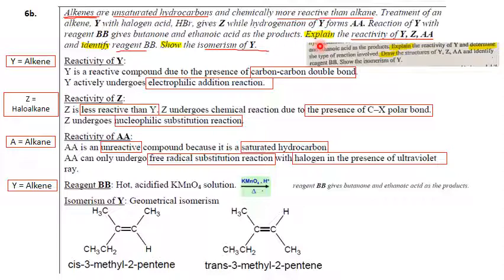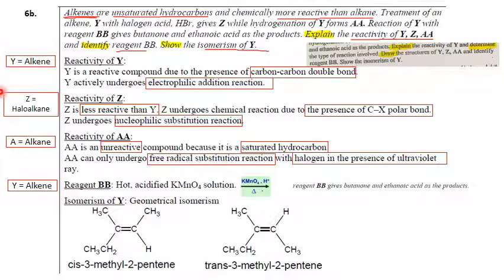Okay, now we need to explain the reactivity of Y. There is some difference over here, so typing error, so we look at here, this is the original question. So just need reactivity of Y. So this answer, never mind, just revision. And determine the type of reaction involved, for each. And draw the structure of Y, Z, AA, and identify reagent BB, show the isomerism of Y.